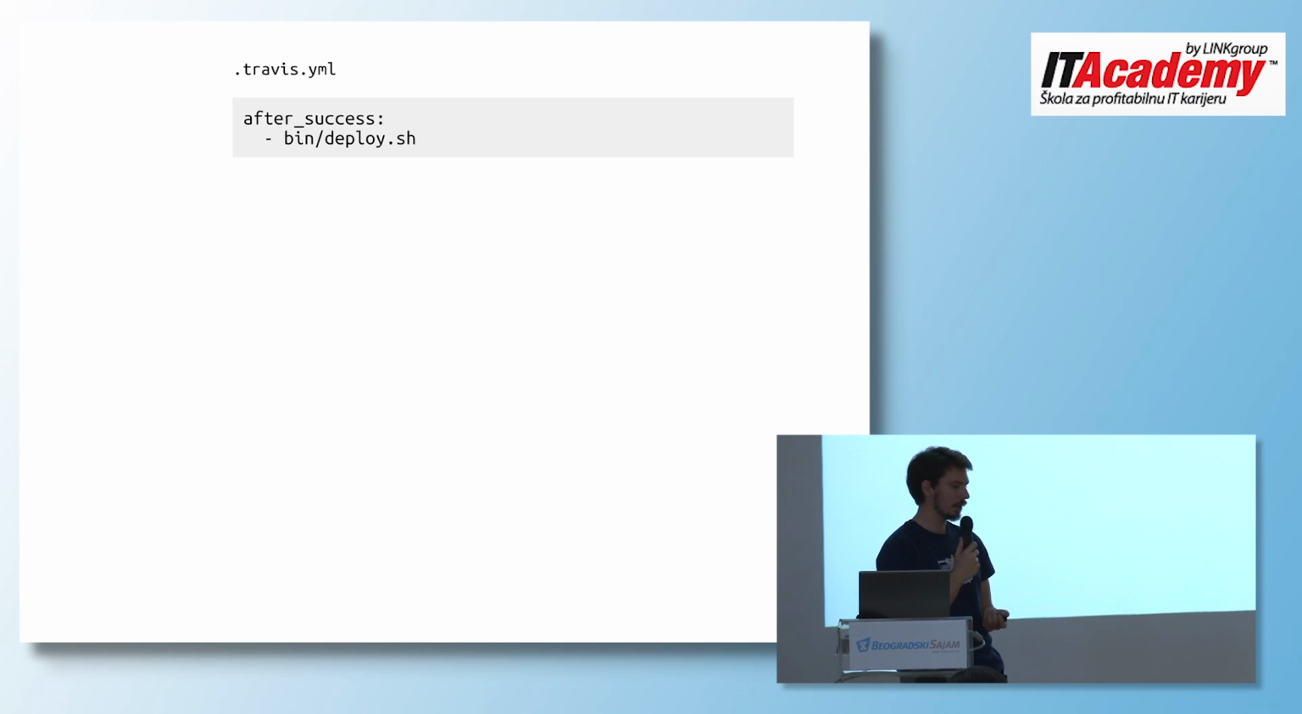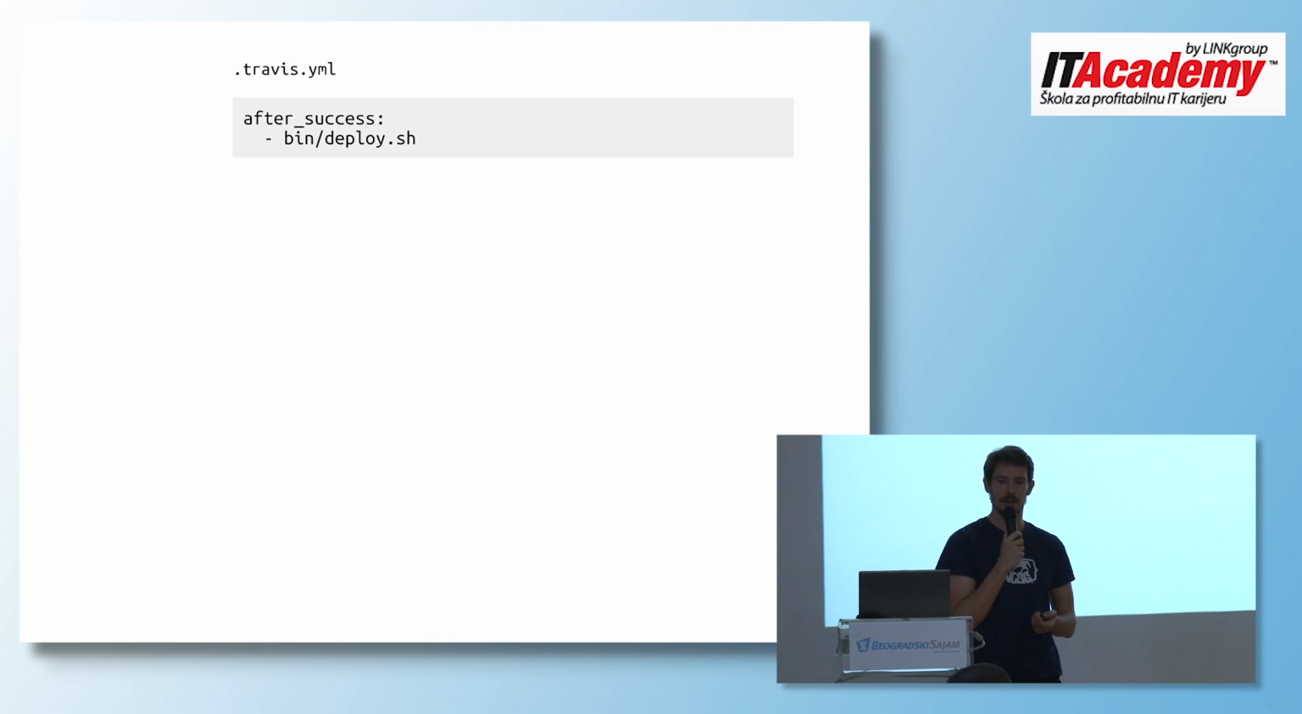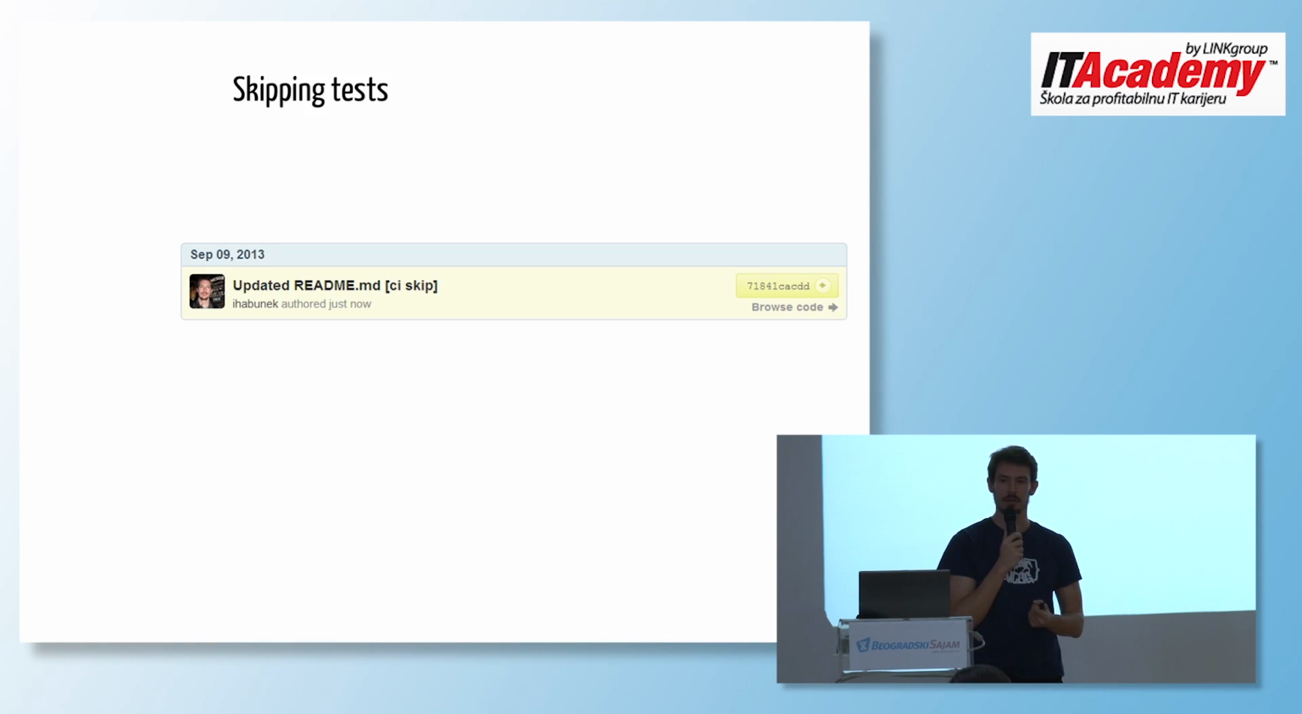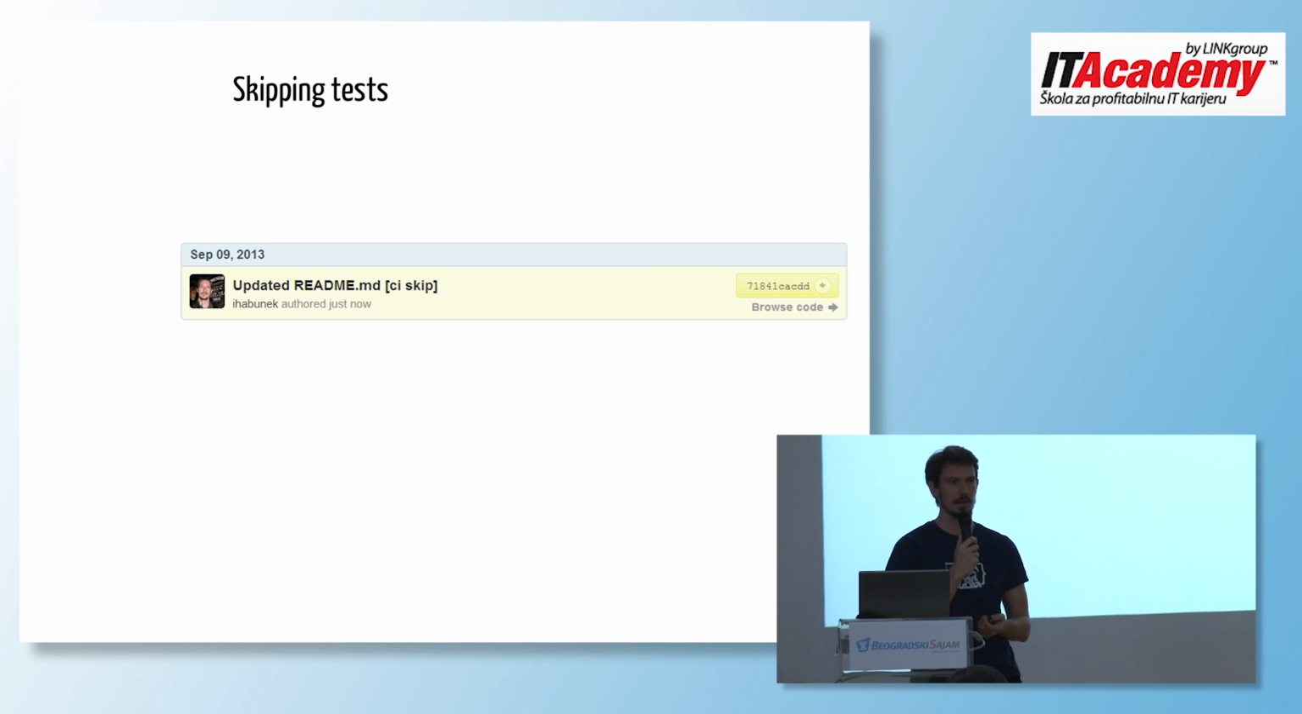Okay, and for the end, I have just a couple more tricks. I like skipping tests. If you just worked on your documentation or README files or whatever, and you don't want to run tests, you can add CI skip to your commit message, and then Travis will just not bother running tests for that commit.